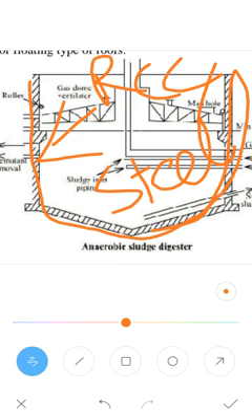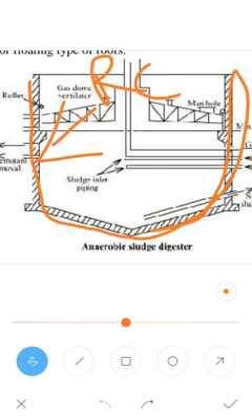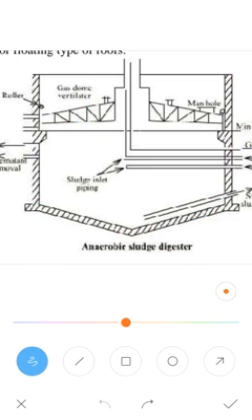The sludge digestion is done in an RCC or steel cylindrical tank with a hopper bottom. It is covered with fixed or floating types of roofs at the top. This is what typically an anaerobic digester is.